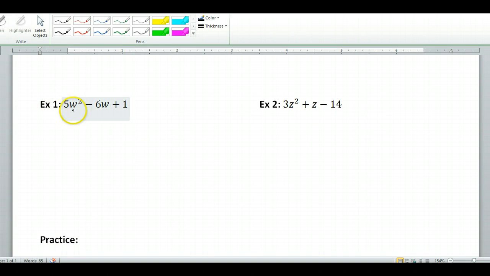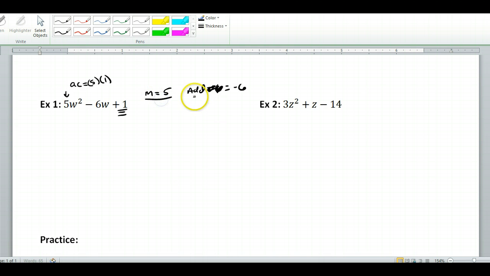So in this first example, if I look at it, this 5 in front of the w squared tells me I have to use the AC method. So if we multiply A and C together, A is 5, C is 1. That tells us we have to find the numbers that multiply to give us 5 and add up to give us that middle term, negative 6. That's a negative 6. Let me erase that and go negative 6.